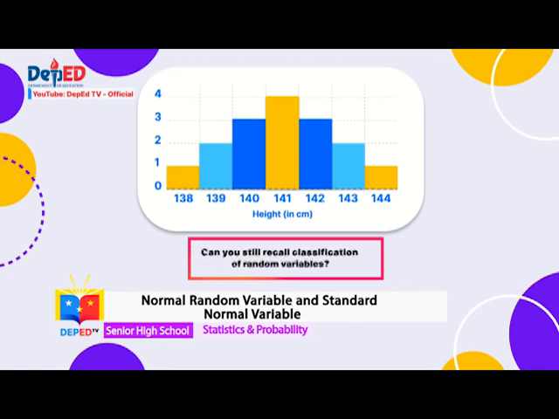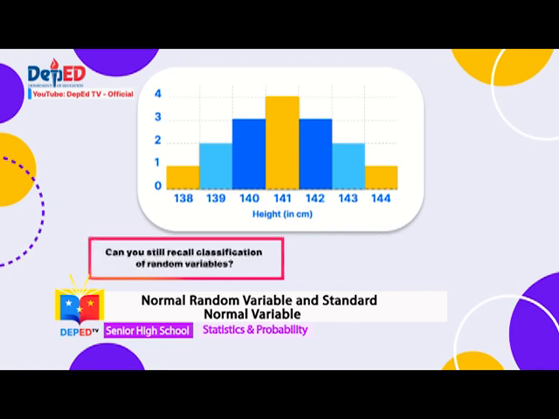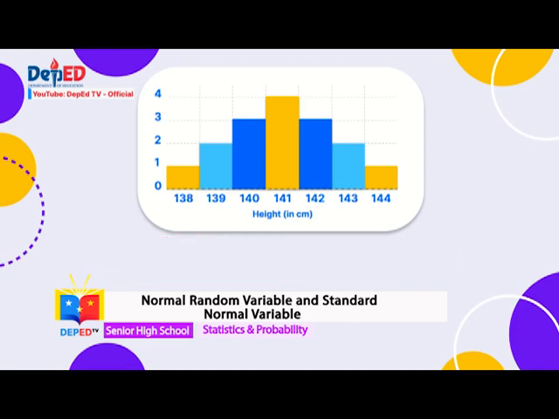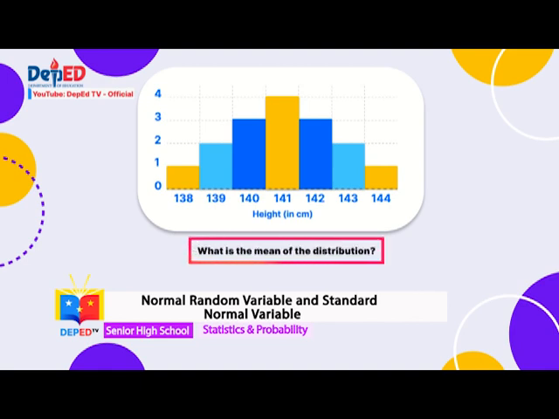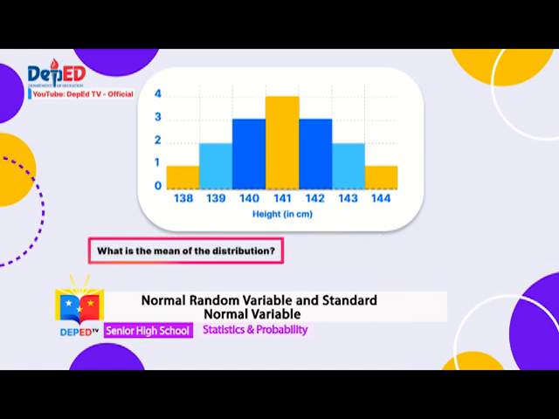Can you still recall classification of random variables? Remember, it can be discrete or continuous. What kind of random variable is the height? If your answer is continuous, your answer is correct because it can be measured. This time, let us look for the mean. What is the mean of the distribution? By analyzing the illustration, the mean of the distribution can be found at the center, which is 141 centimeters.